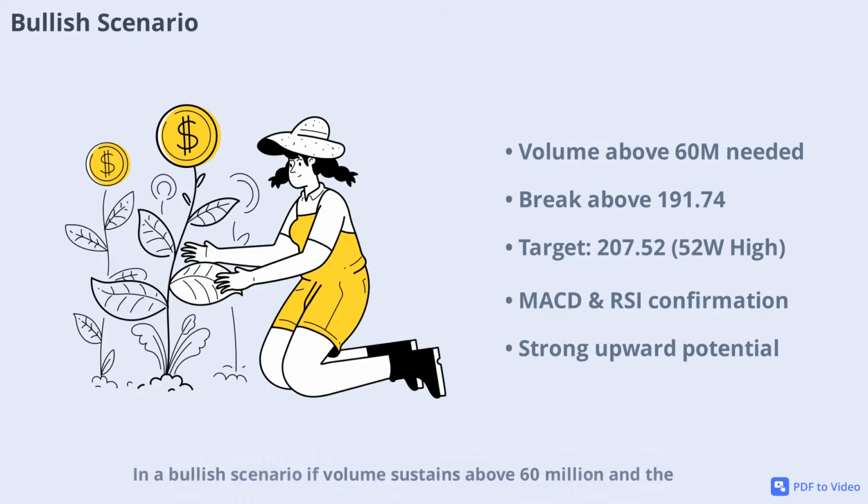In a bullish scenario, if volume sustains above 60 million and the price breaks above the key resistance at 191.74, a rally toward the 52-week high of 207.52 could be triggered. Confirmation would come from an expanding MACD histogram and RSI holding above 60. This setup would signal renewed buying interest and the potential for a strong upward move, but only if volume and momentum indicators align.